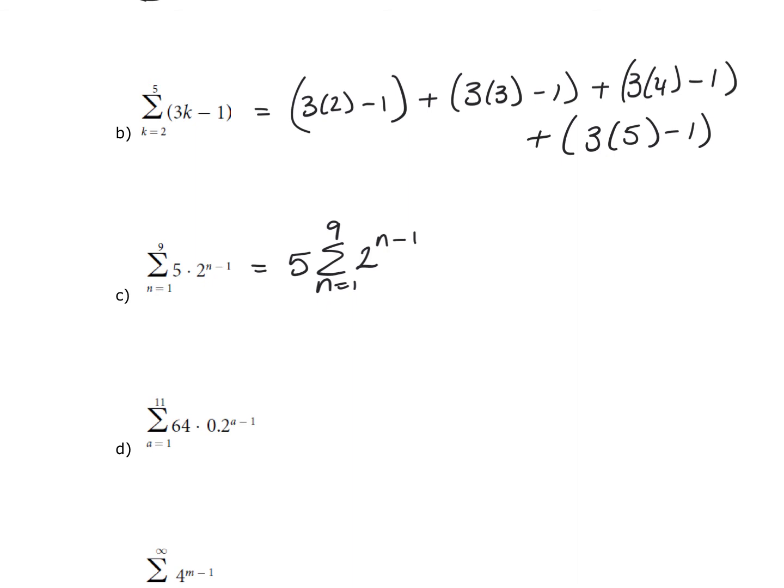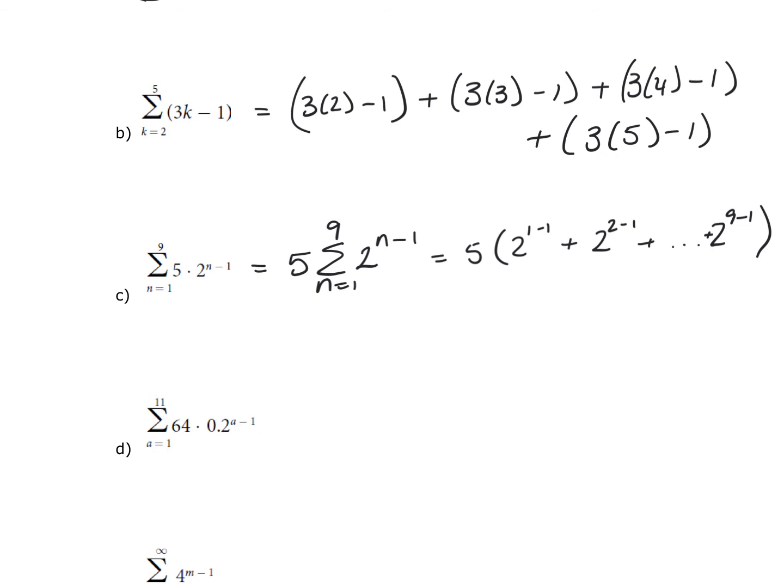Now, notice how this starts with n equals 1. When I put this in here, I'm going to get 1 minus 1, which is just going to give me 0. So 2 to the 0 is 1. Again, I can write it as a formula, or I can just go as 5, and then 2 to the 1 minus 1, plus 2 to the 2 minus 1, plus dot, dot, dot, 2 to the 9 minus 1. Now, in this case, it is not going to be easier to do this by each individual term.